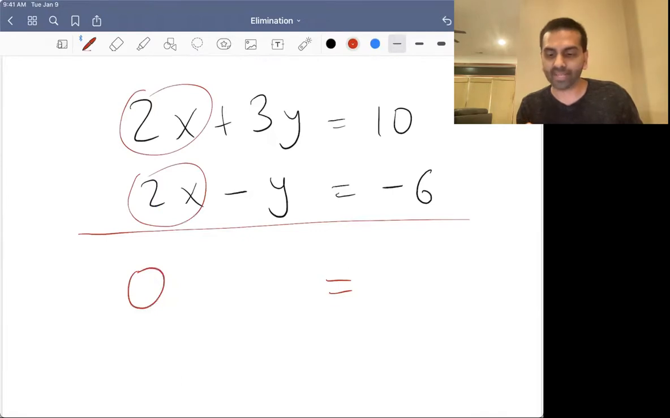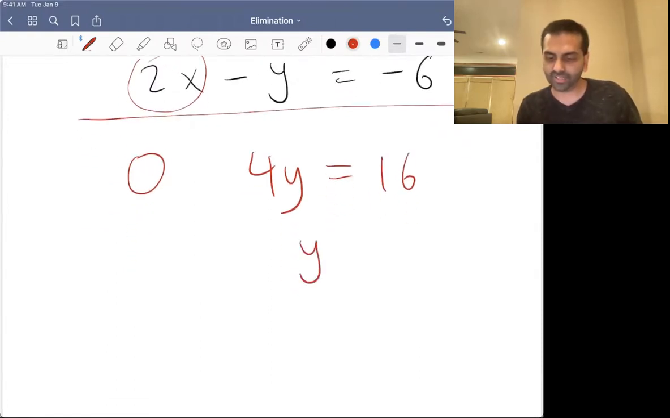But then for the y's, it's going to be 3y minus negative y. And minus negative is adding. So this is really 3y plus y, because minus negative. So that's 4y. And here again, we're subtracting. So it's 10 minus the negative 6, which is really 10 plus 6. So that's 16, which leads us to this. And then we just divide both sides by 4, and we get y is equal to 4.